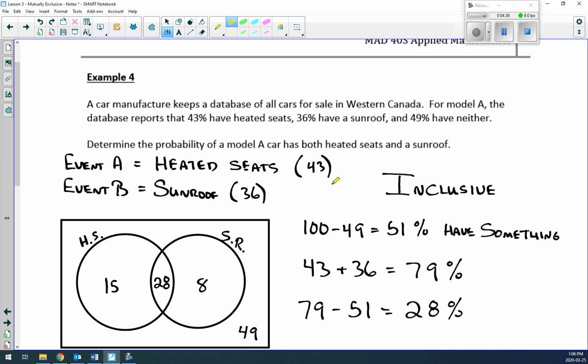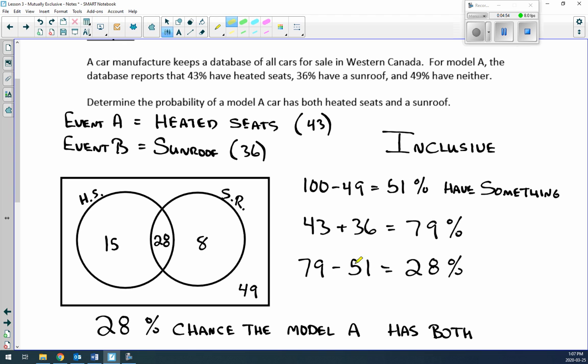Okay, now we don't know about the overlap because it could be inclusive. Some of them overlap. So what we do here, since it's in total, right, we can look at 49% have neither. So 100 minus 49 equals 51% have something. We don't know what it is. Could be heated seats, could be sunroof, whatever it is. So have something. So then we look at, okay, 43 and 36 is 79.